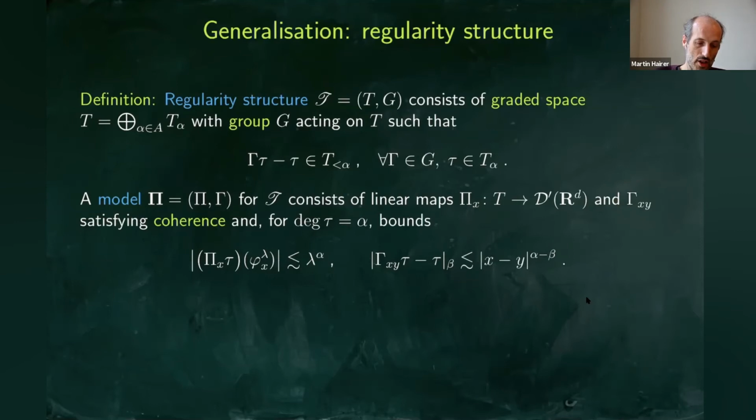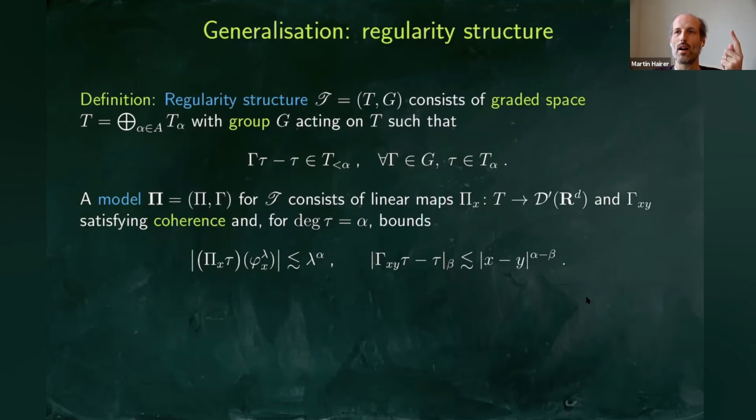And they should satisfy exactly the same identities as before, in the sense that pi x composed with gamma xy should be pi y, and gamma xy composed with gamma yz should be gamma xz. So exactly the same sort of coherence property as before. And I also want some sort of analytical bound.